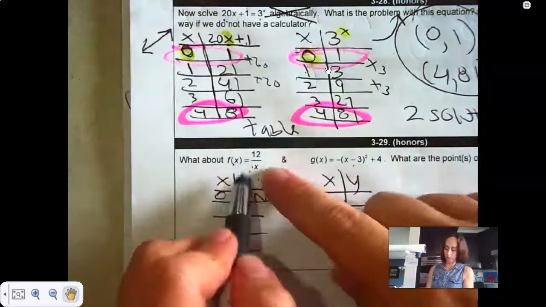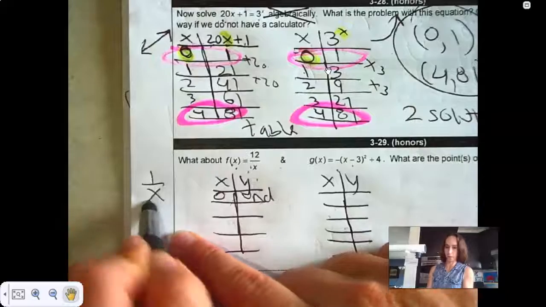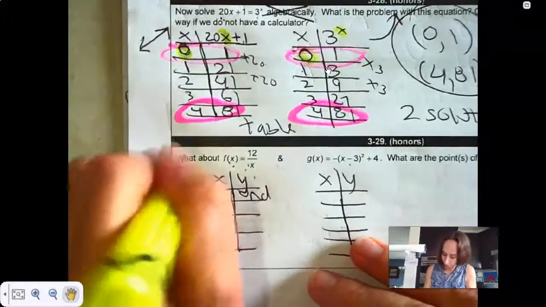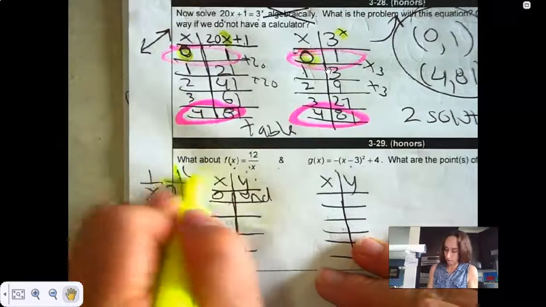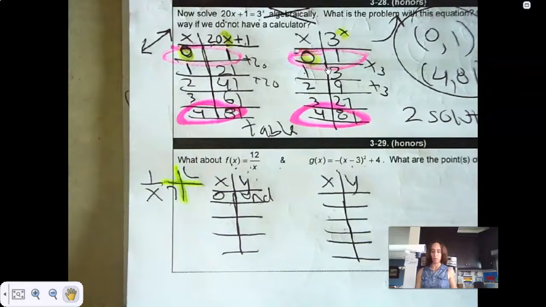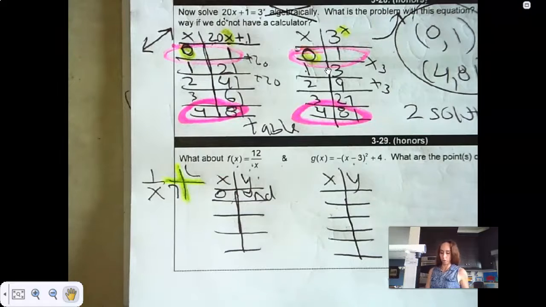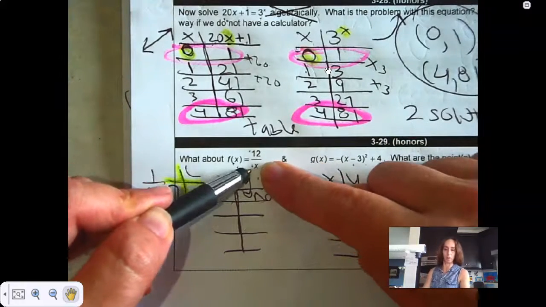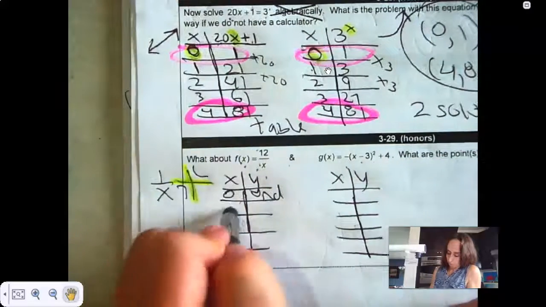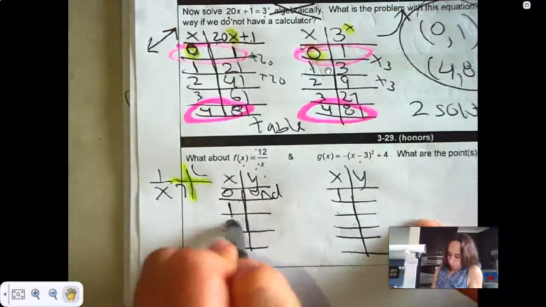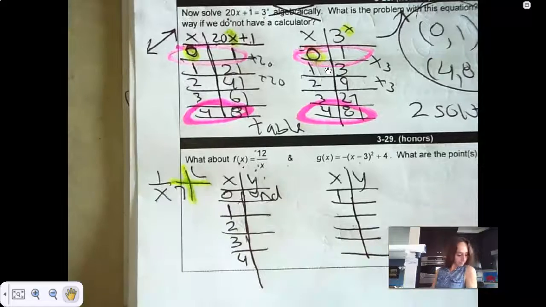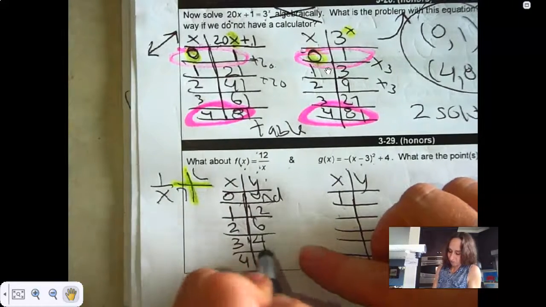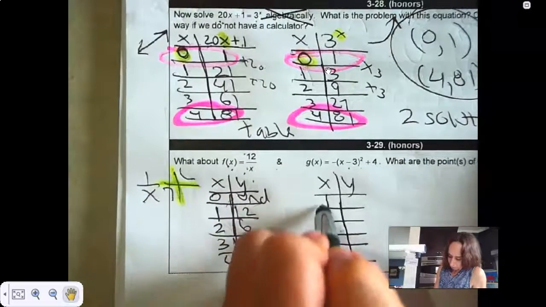Let me remind you, this should remind you of 1 over x. That's the graph where it was like this and like this, where it wasn't touching the y-axis at 0. It wasn't touching the x-axis at 0. So 0 is not a possible solution. You can't have 12 pieces of pizza when there aren't even any slices of pizza. Okay? So I'll start with 1, 2, 3, 4. Let's start from there. 12 divided by 1, 12 divided by 2, 12 divided by 3, 12 divided by 4. So I don't need to try 0.